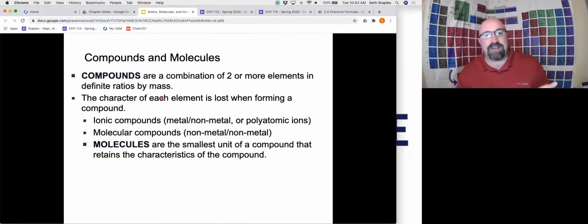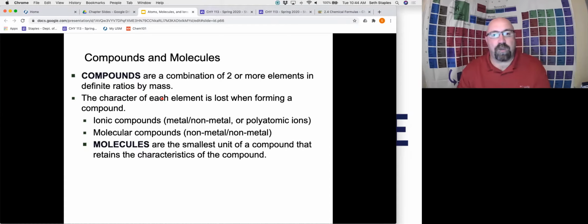Now we have 2 different types of compounds that we're going to be talking about in this class. We have ionic compounds, which are made up of a metal and a non-metal combination. That's going to be a very important combination that we see going forward. Or we have some sort of combination of a metal and a polyatomic ion, or in one particular case, a polyatomic ion and some non-metals. But by and large, what we're talking about here quite often are metal-non-metal combinations or metal polyatomic ion combinations. And we'll talk about what those are in a little bit.